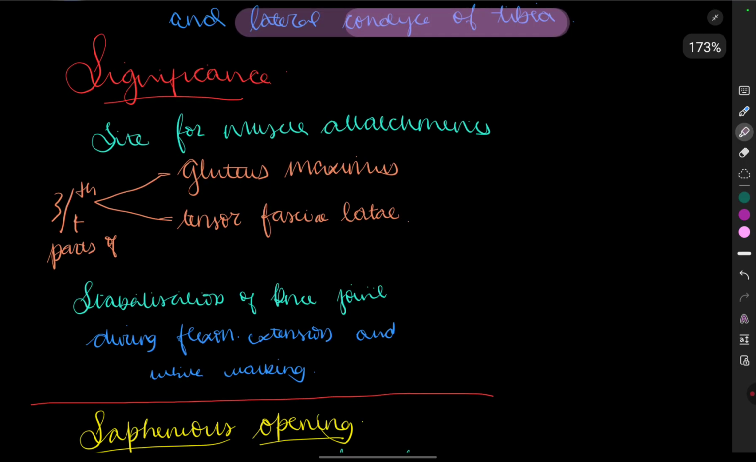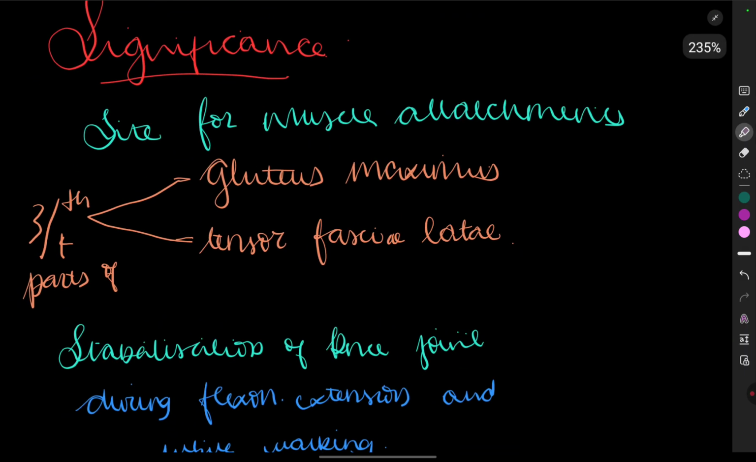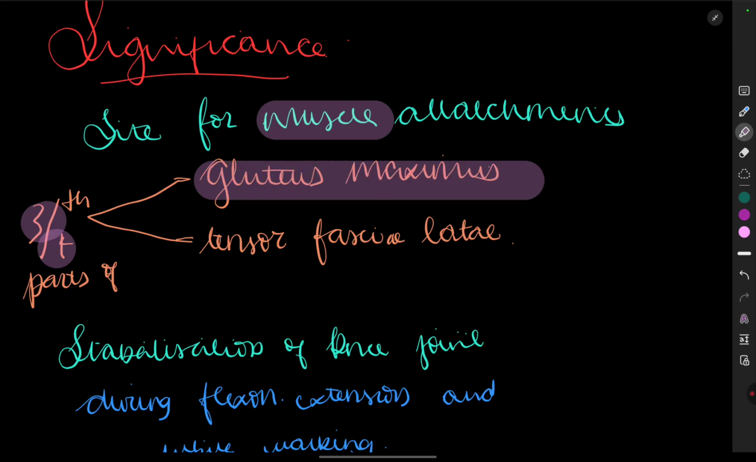Now, what is the significance of the modified fascia lata? It is also called the iliotibial tract. So what is the significance of the iliotibial tract? There are two significances. First, it is a site for muscle attachments. Two muscles are attached on the iliotibial tract or the fascia lata, in three-fourths parts. It is the gluteus maximus muscle from the posterior side and the tensor fascia lata.